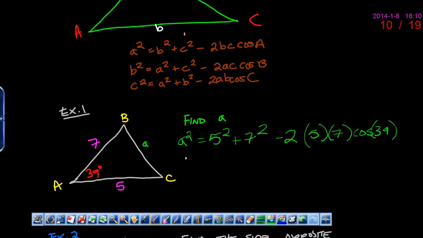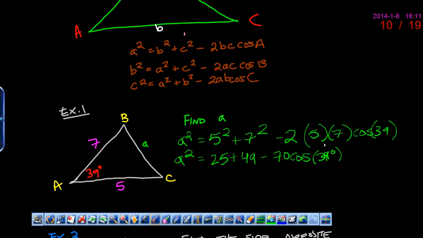Next step, let's go ahead and do all of our multiplication, adding, all that stuff. So I get 25, 49, and that makes 70 cosine of 39 degrees. Be sure our calculator is in degrees and not radians because we're dealing with degrees.